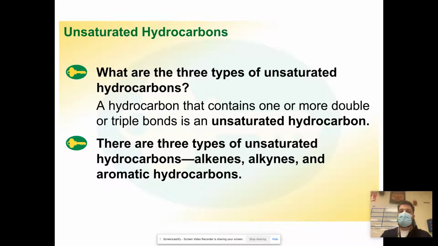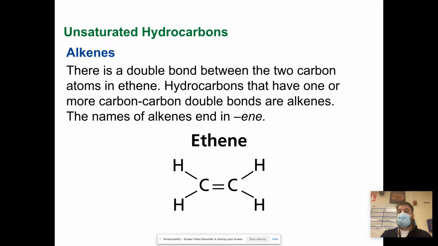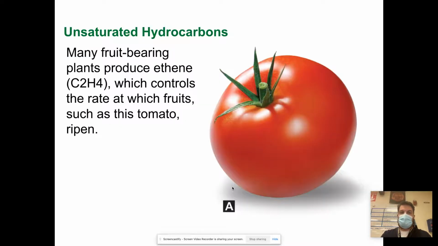What are the 3 types of unsaturated hydrocarbons? A hydrocarbon that contains 1 or more double or triple bonds is an unsaturated hydrocarbon. There are 3 types of unsaturated hydrocarbons: alkenes, alkynes, and aromatic hydrocarbons. So ethene is a different one. A double bond between the 2 carbons is what makes this, it ends in -ene. You have a double bond here. It's C2H4.